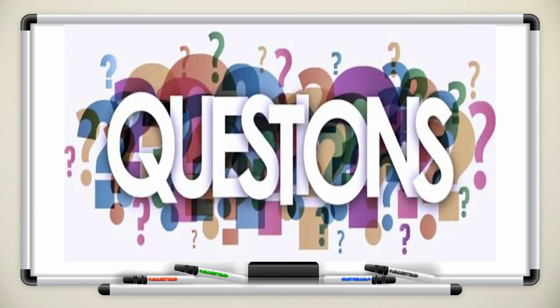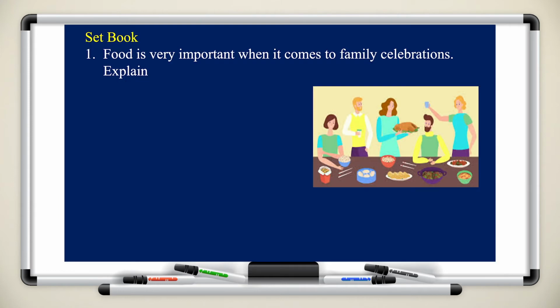Alright? Now for the set book questions. We have a few set book questions that we want to answer to understand and comprehend the unit as a whole. Food is very important when it comes to family celebrations. Can you explain? Of course, you can give me your own answers, and that's fine as long as it is relatable and acceptable in grammatical rules, and logical, of course. So you can write your own answers.